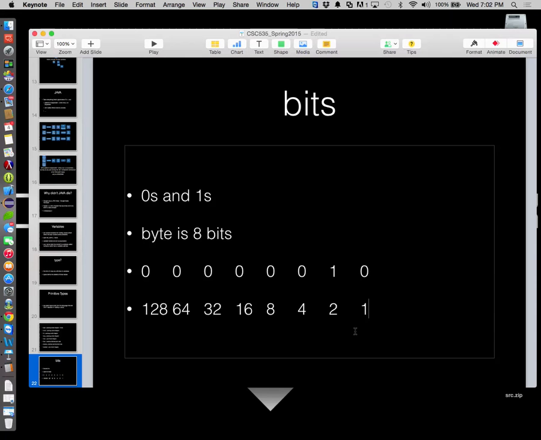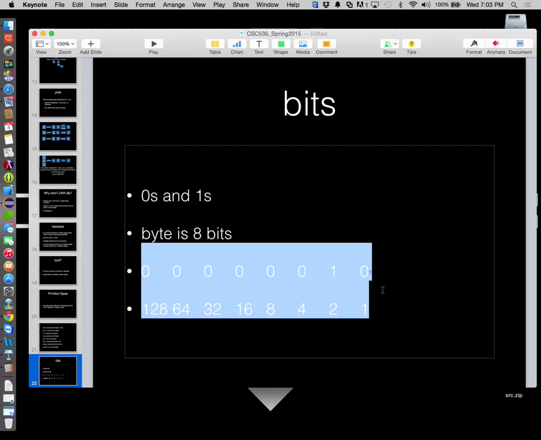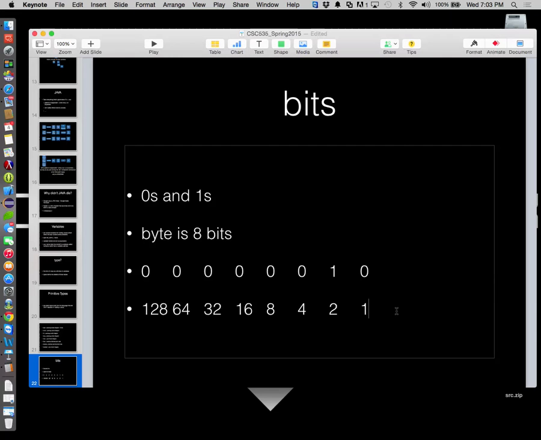This is the ones place, the twos place, the fours place, 8s, 16s, 32s, 64s, 128s. Another way you could write this is this one right here is the 2 to the 0th power place. This is the 2 to the 1st power place, 2 to the 2nd power, 2 to the 3rd, 2 to the 4th, 2 to the 5th, 6th, and 7th. Okay? Now, right off the bat, if you haven't dealt with binary before, this might look a little foreign to you. The reality is, we know how this numbering system works because we do the exact same thing in decimal.